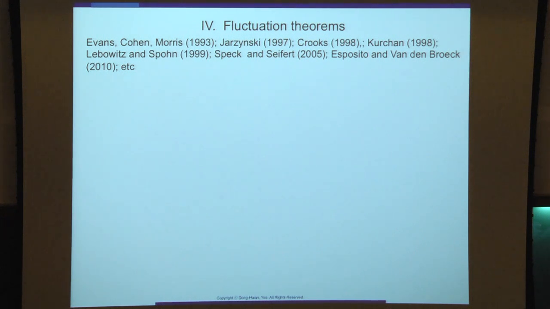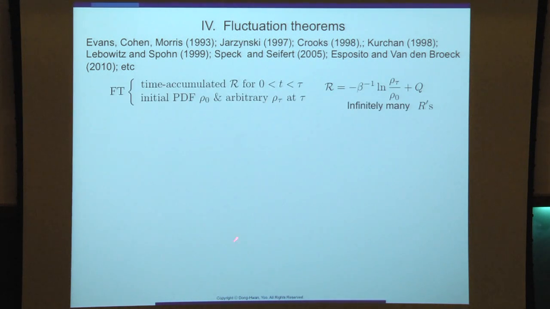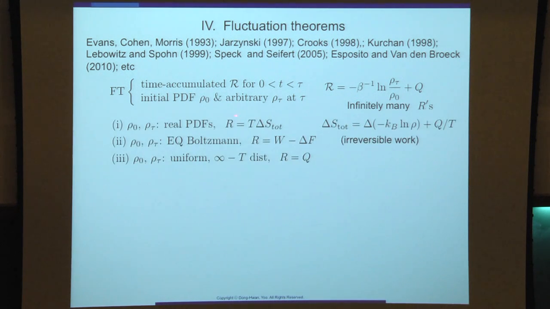I'm not going to show you the derivation of the fluctuation theorem, but I just mention some important things. The fluctuation theorem is about some time-accumulated thermodynamic quantity during the period tau. So R is equal to this plus this Q. The common part is Q, and rho zero is the initial probability density function for the system. But you can choose rho of tau arbitrarily. So that means there are infinitely many fluctuation theorems for infinitely many possible quantities. But there are three most important quantities here.